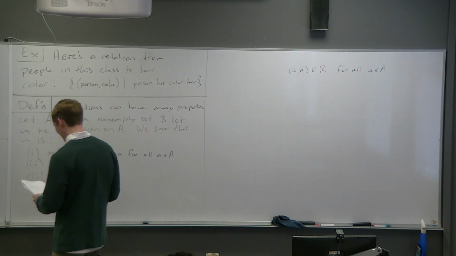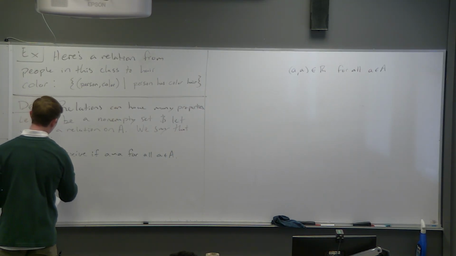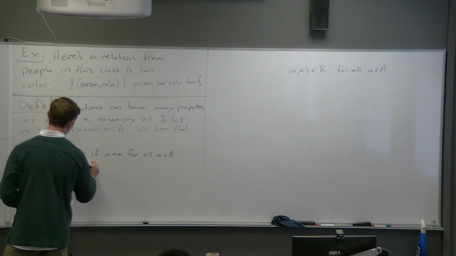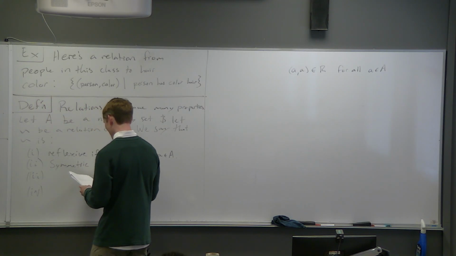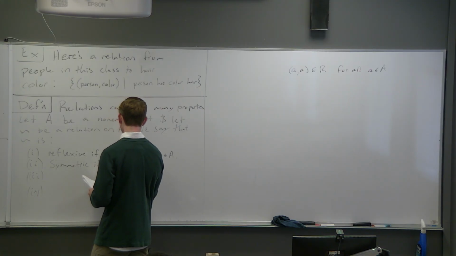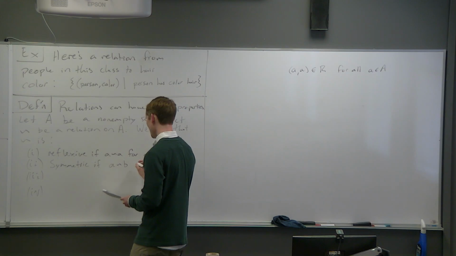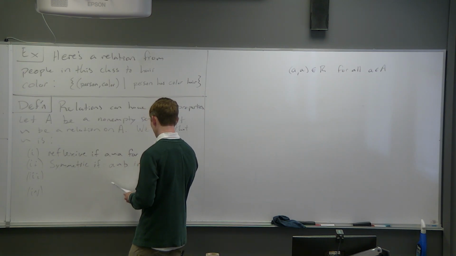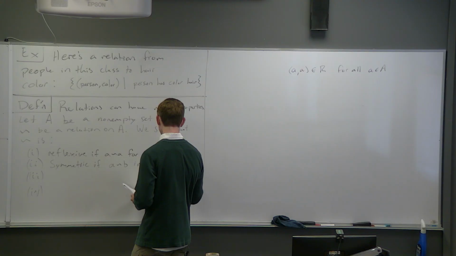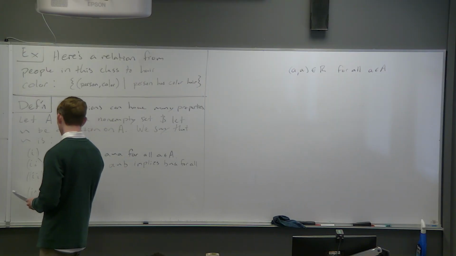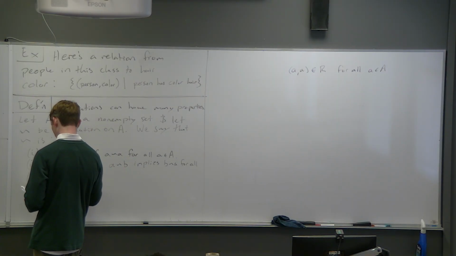Okay. Reflexive, good. Symmetric is the next one. So we say the relation is symmetric if A is similar to B, A is related to B, implies B is similar to A for all A and B in A.